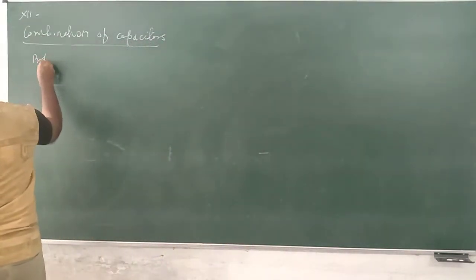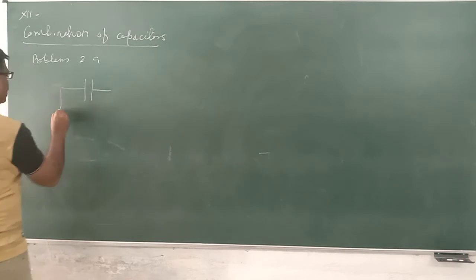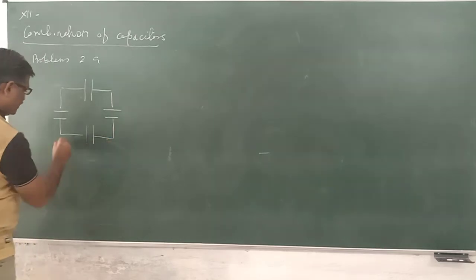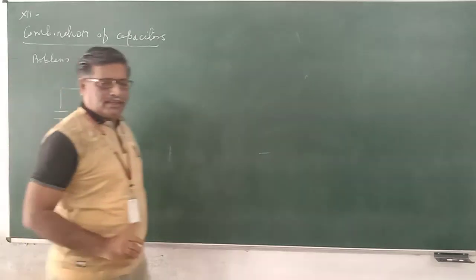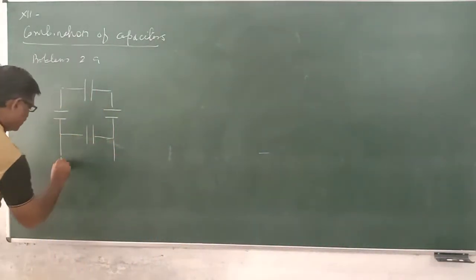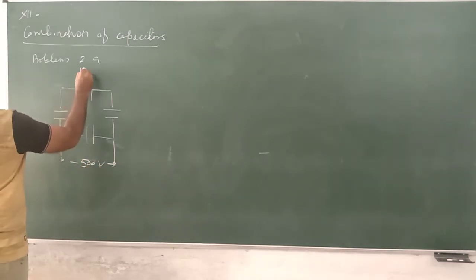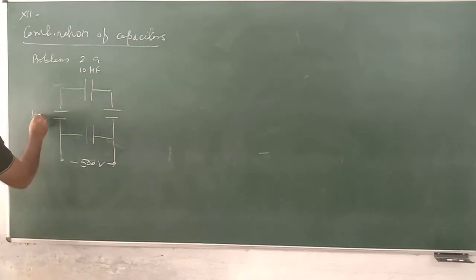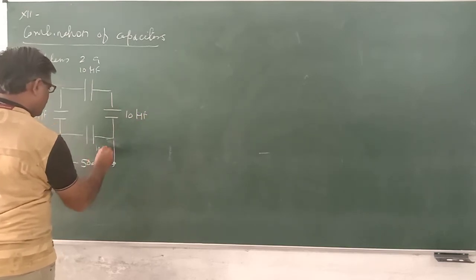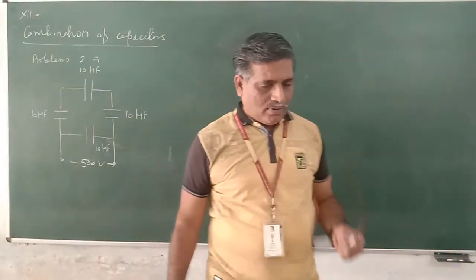Problem 2.9. There is one capacitor here, another capacitor here, a third capacitor here, then a fourth capacitor here. And in between there is a battery connected. It's 500 volt. The figure is given in the problem. This is 10 microfarad, this is 10 microfarad, this is also 10 microfarad. The equivalent is asked. What is the equivalent of all these four?